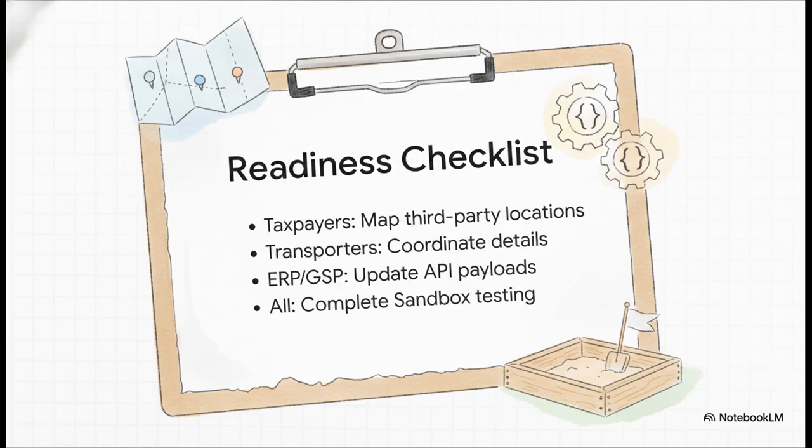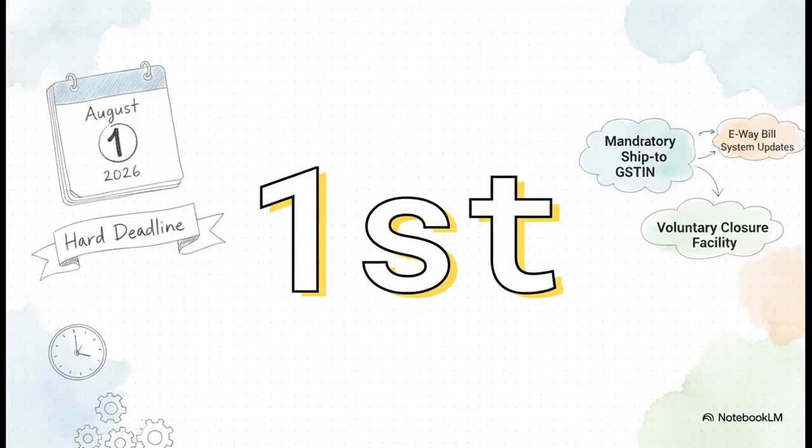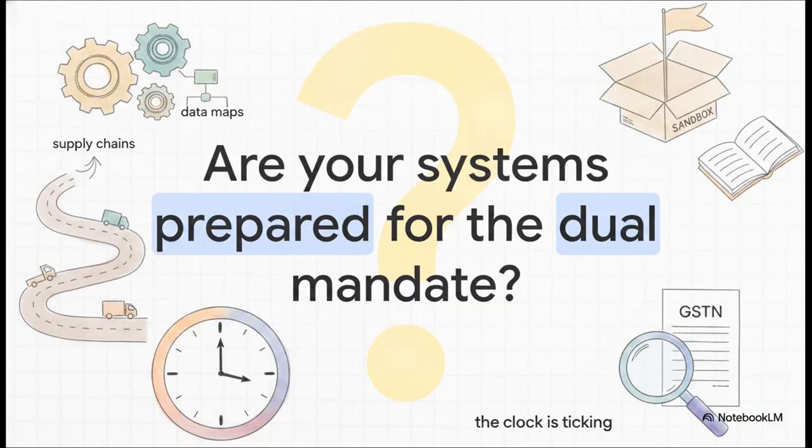Taxpayers, you need to map out your third-party locations right now. Transporters, start coordinating with taxpayers to get those details. ERP vendors, it's time to update those JSON payloads, and literally everyone involved needs to jump into the sandbox and start testing. Seriously, do not skip the sandbox testing. Because remember, the magic date is the 1st, specifically August 1st, 2026. That is the absolute hard deadline when both the mandatory Ship-to rules and the voluntary closure facility go live in production.